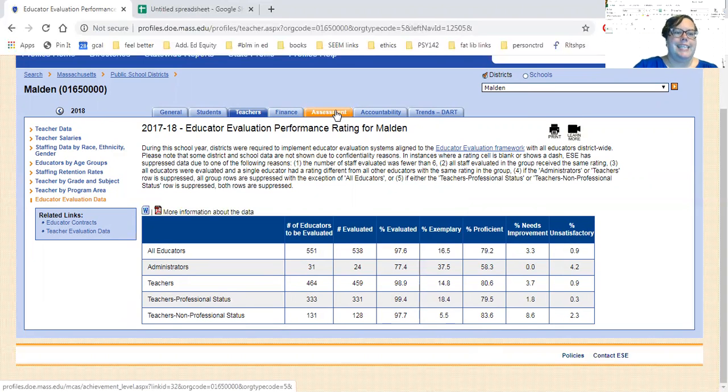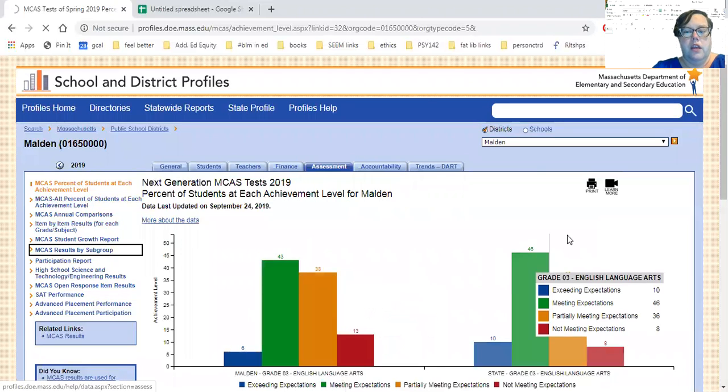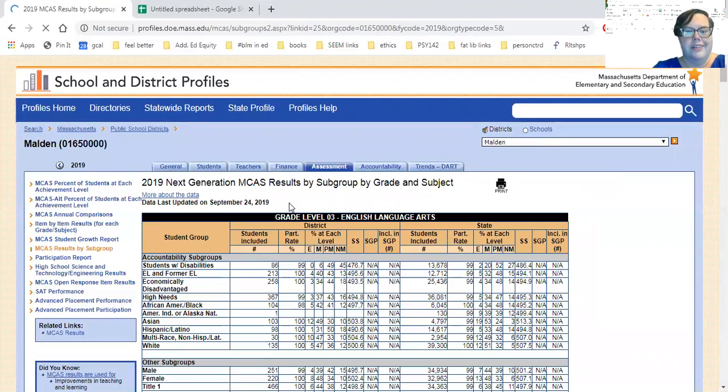So I want to quickly move to assessment. So this gives us an incredible amount of information about the MCAS, and we can use that not because the MCAS is the end all and be all, but it can tell us about elements of who is able to effectively access this particular form of testing that is used for a lot of purposes for students and schools. So on the side menu, I'm going to click on MCAS results by subgroup. And yeah, here we go.